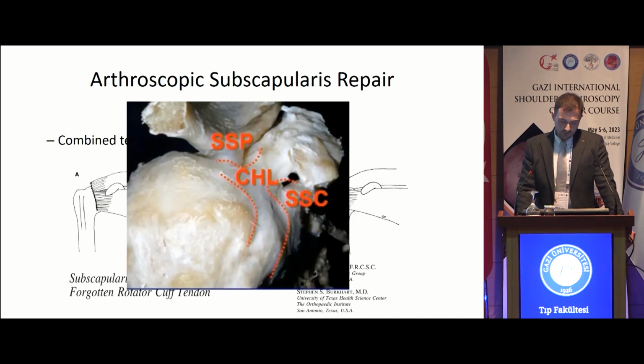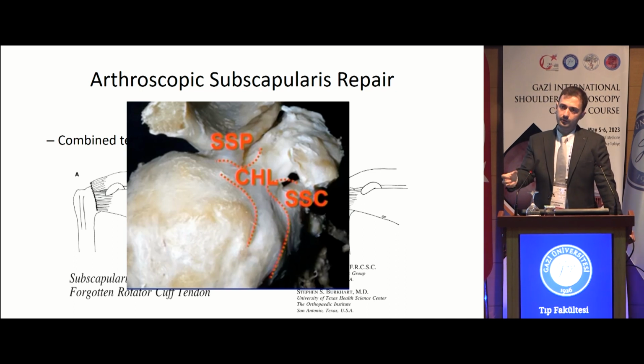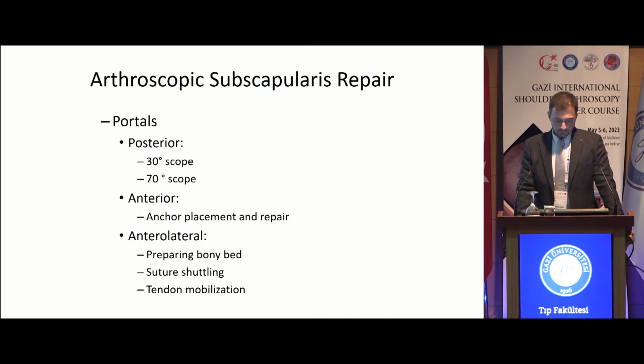Here is the cadaver dissection of what I'm talking about. Anteriorly, you can see the subscap and this ligamentous structure called the rotator cable. Once you pull the subscap, the supraspinatus also becomes pulled and becomes easier to manage.